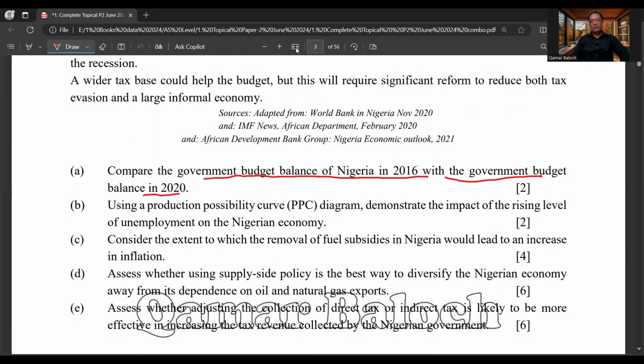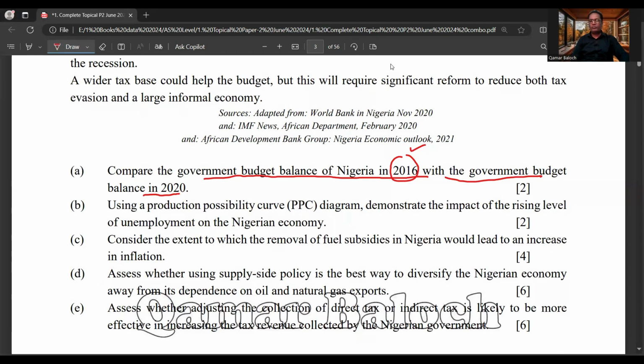As I told you earlier, in 2016 the budget was a deficit. Budget is basically the summary of income and expenditure of the government. If income of the government is greater than its expenditure, then the budget is surplus, and if expenditure is more than the income, then it is a deficit budget. When both are equal, it is called an equilibrium budget. The budget balance of Nigeria in 2016 was a deficit because it was negative, and in 2020 it is again a deficit, but the deficit has increased.